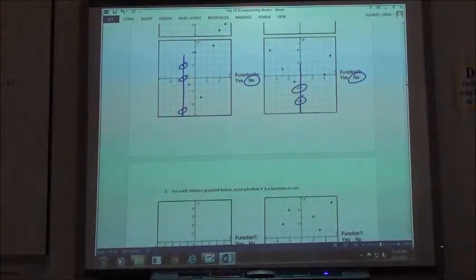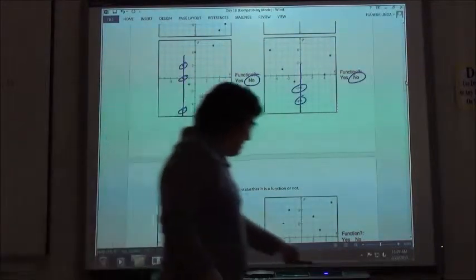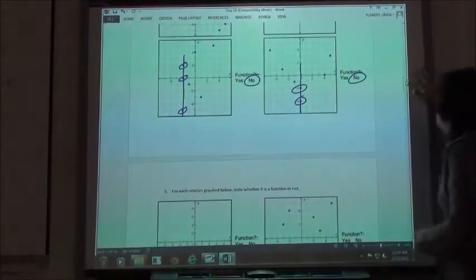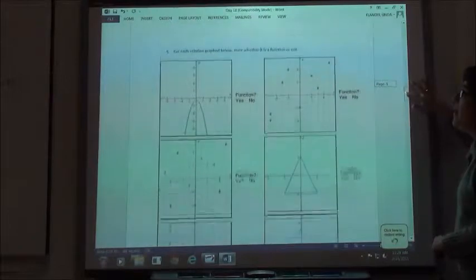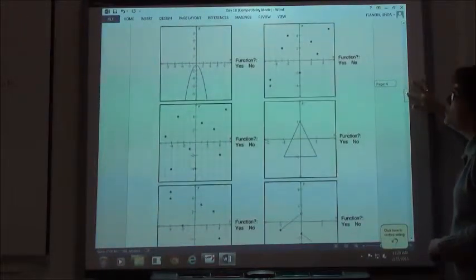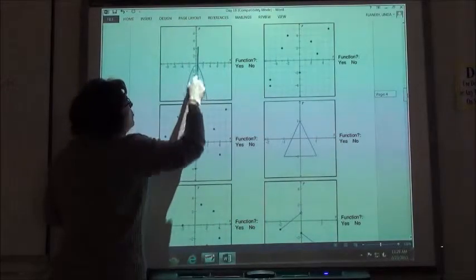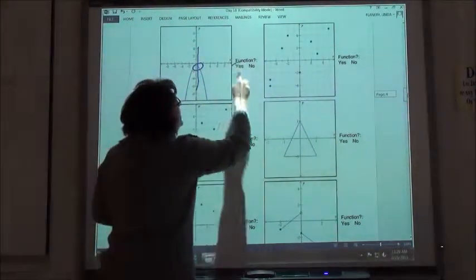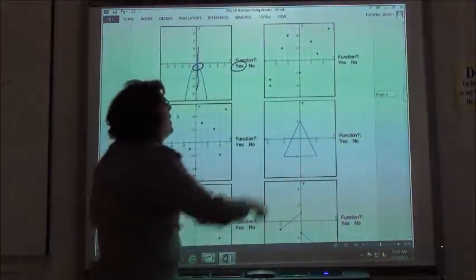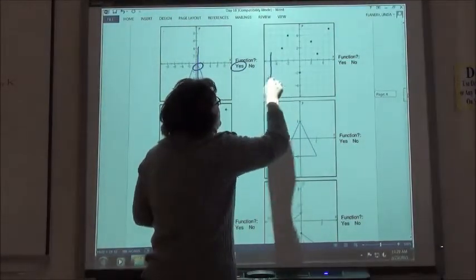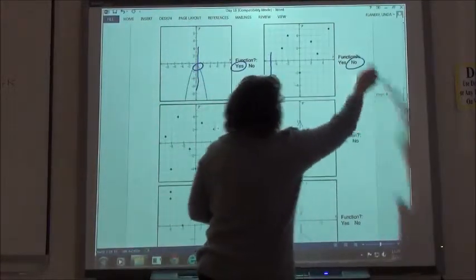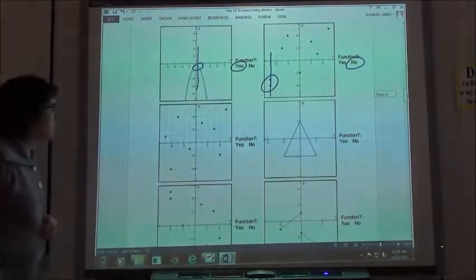Of course, they give us lots of examples here. If we go to number 5, we get to do 6 more of them. So number 5, we want to decide if it's a function or not. So I'm going to draw my vertical line. Only touches my graph once. Yes, it is a function. I draw a vertical line here. Oops, I can hit it 2 times. Not going to be a function.